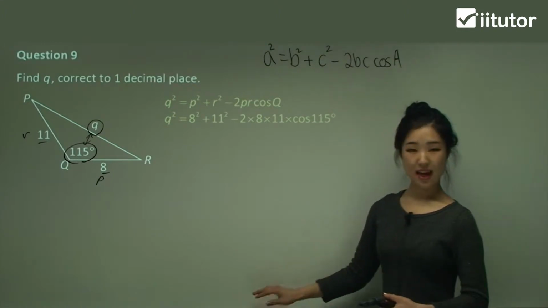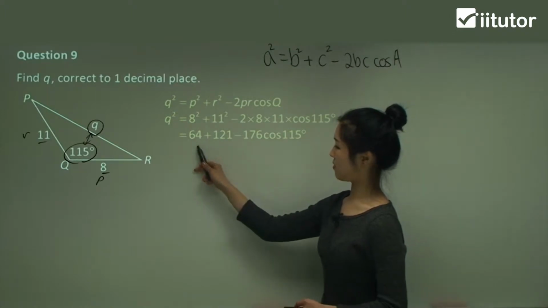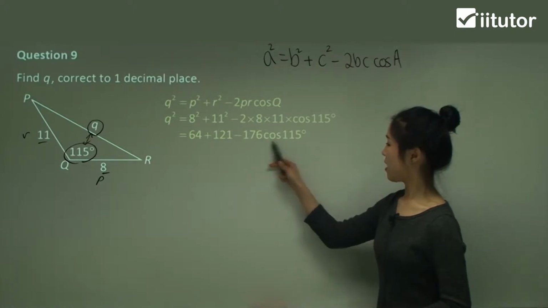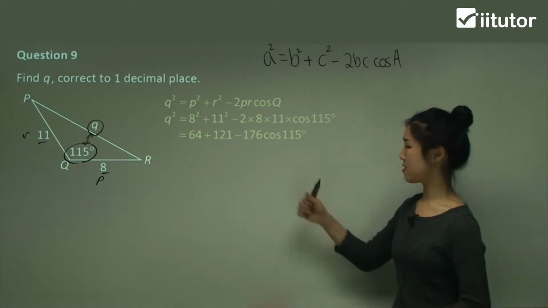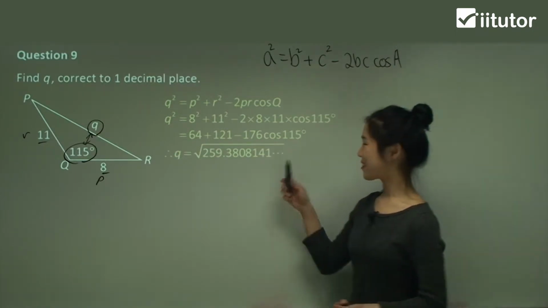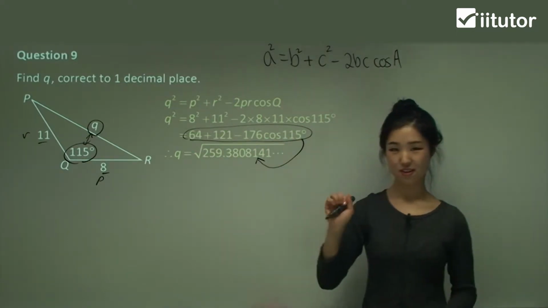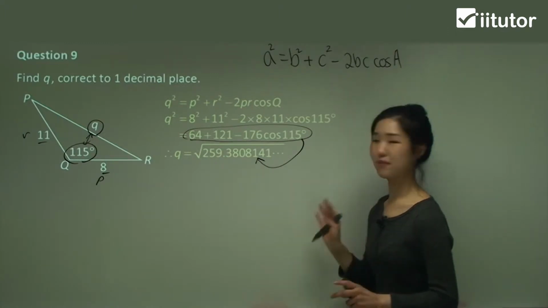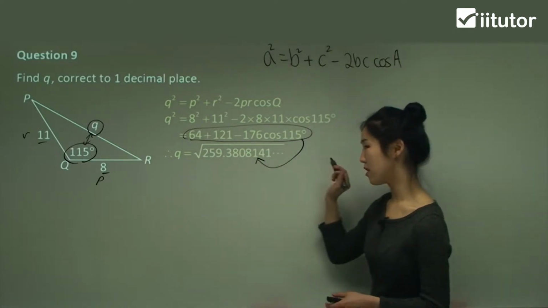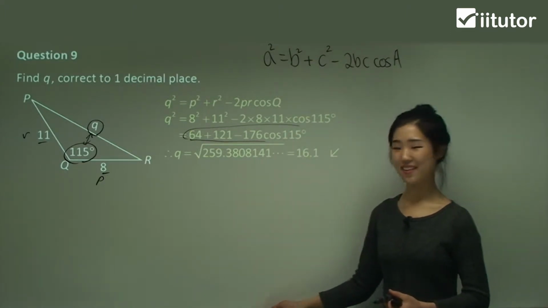Okay, so have a look at that. And we're going to simply look for q. So what I'm going to do is calculate this. The 8 squared is 64, 11 squared is 121. Okay, 2 times 8 times 11 is 176. And I'm just going to leave this as it is because I'm going to calculate that last. So just simplify it, and then q will just be the square root of this value here. And this value is 259.38, etc. And so to find q, because it's q squared, we simply square root it, and you should get 16.1. Okay, so that's our answer.